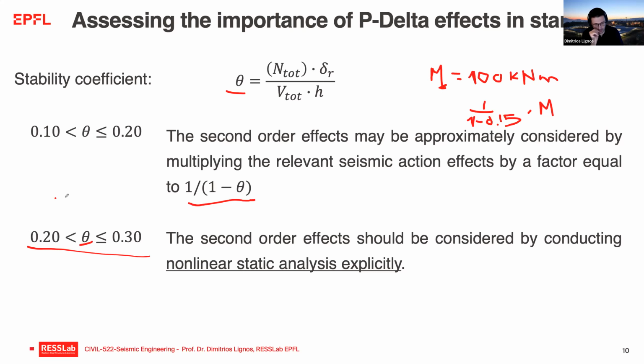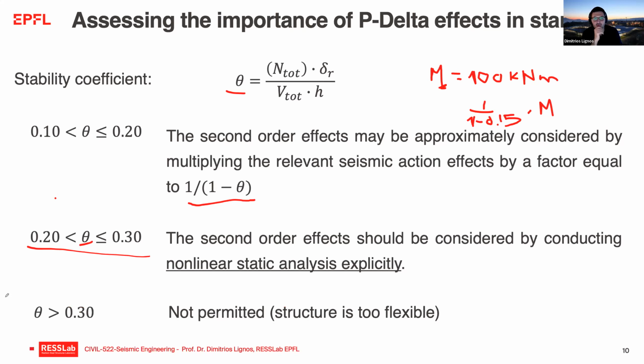Of course, there's the last case where your stability coefficient, when you calculate it, is very large, above 0.3. In this case, by design, it is not permitted to design a structure like this because it is considered too flexible. So you have to go back to your original design and modify the member sizes so that theta becomes less than 0.3. If it's less than 0.2, you have the option to use the previous case, and you can amplify member forces accordingly.